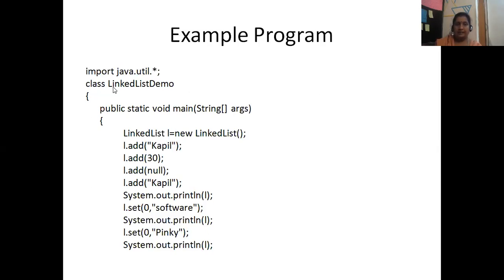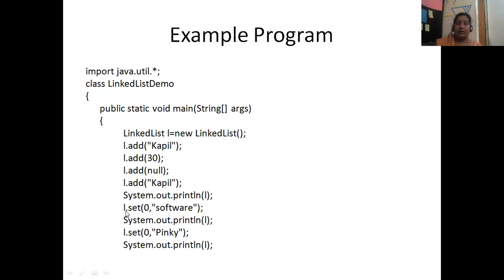So class LinkedListDemo, public static void main, my execution starts from here. LinkedList l = new LinkedList(). So my linked list name is l. L dot add of couple. If you add this, couple will be added in the first node. So l.add(30). After couple, 30 will be added. l.add(null). So like this you can add the values.